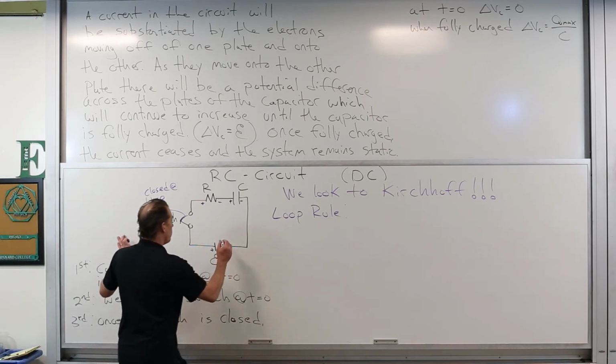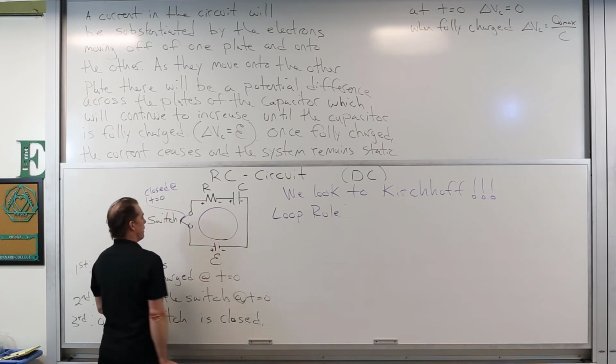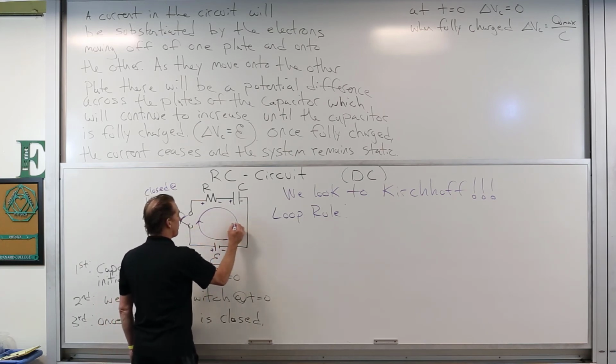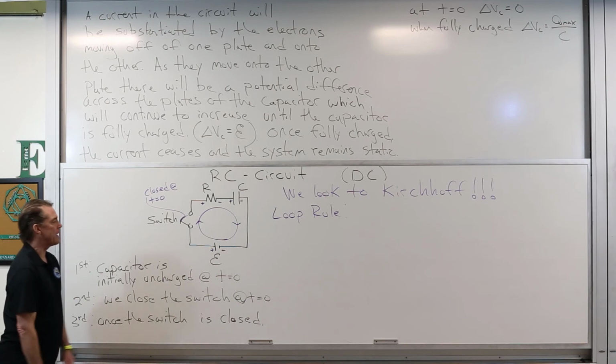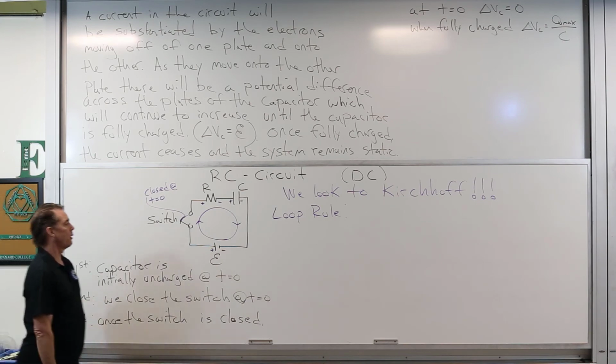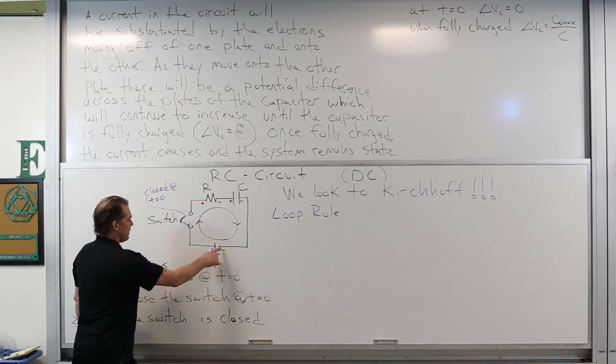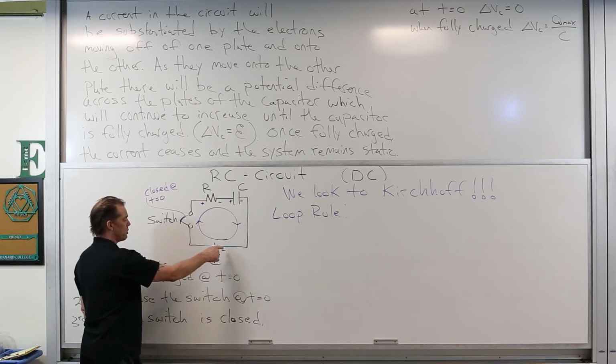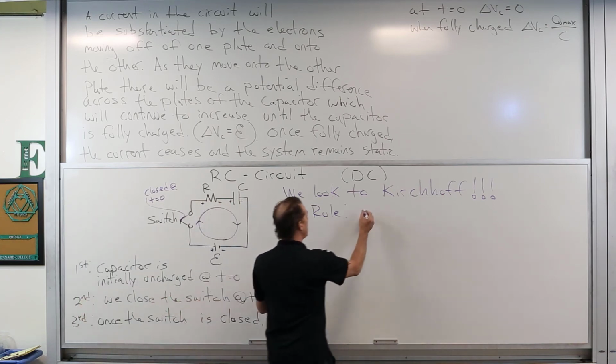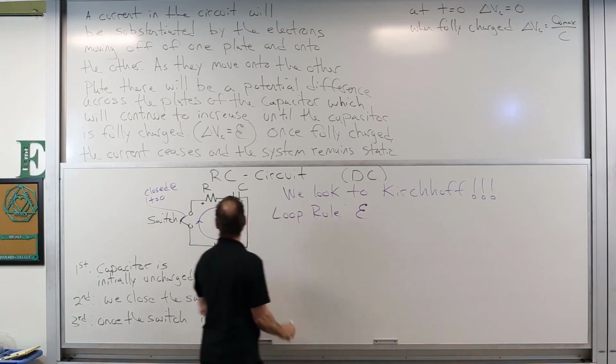Well, loop rule, whoosh. There's a loop. I'm going to go around it in a clockwise manner. So let's just go ahead and write out what the loop rule is. I'm going to go across this source potential from minus to plus, so we're going to call it plus. So we got the source potential.